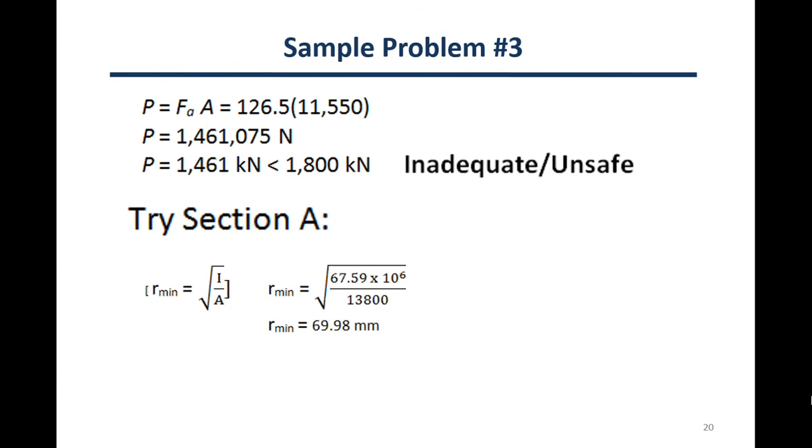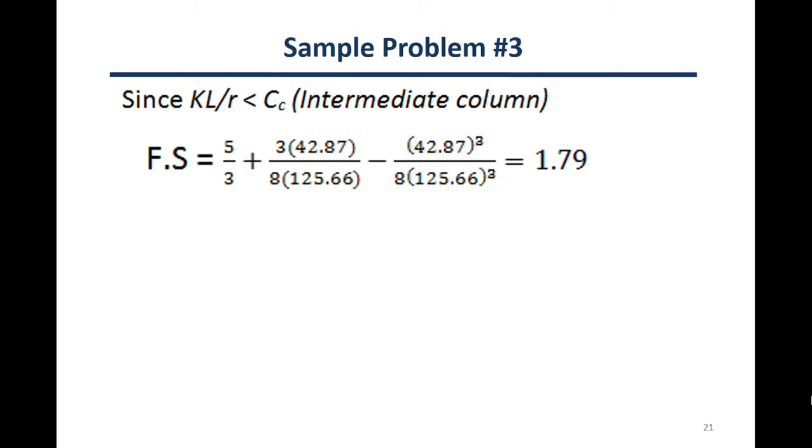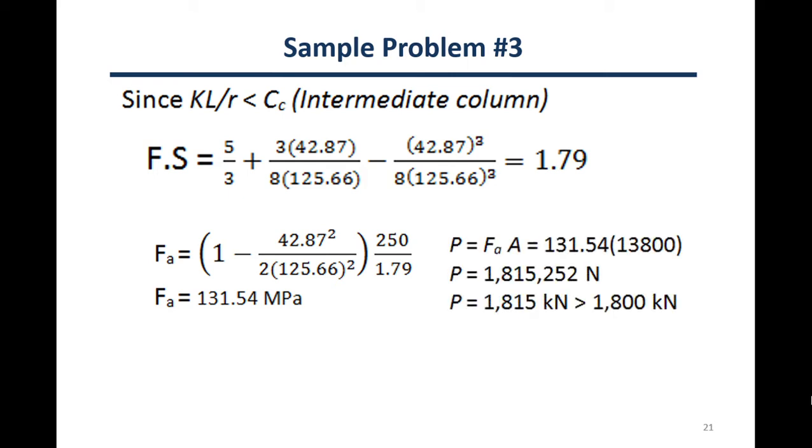So, solving for the minimum of R minimum, we have KL over R. Still, mas malaki pa rin ang ating critical. So, get the FS, and then FA, 135. Substitute natin to get for the load P. Lumilitaw na 1,815 kN. So, mas malaki to, lumilitaw na mas safe tong gamitin, di ba? Adequate, kumbaga. So, yan ang gagamitin natin, yung section A. Okay, next.